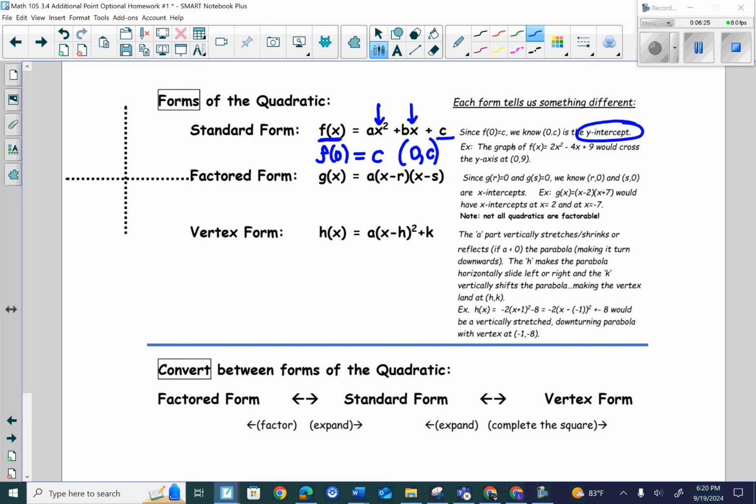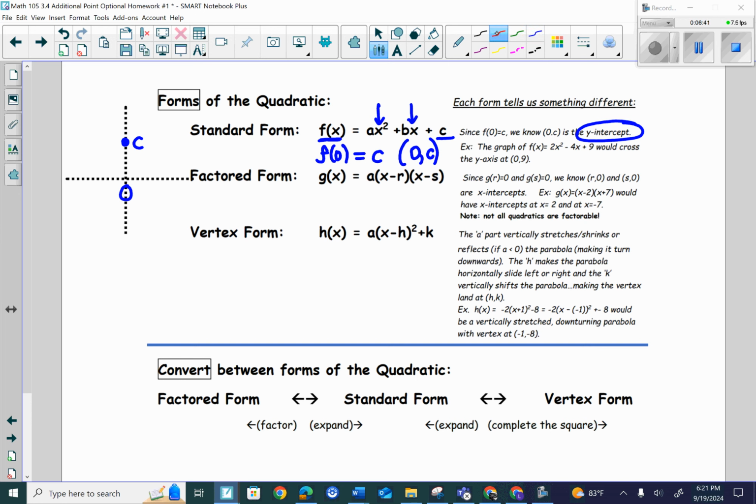To know that if we put 0 in for x, we're going to get c. In the second form, and so if I'll just put it there, we can see (0, c). The second one is the factored form.